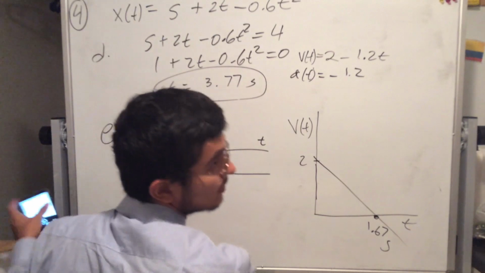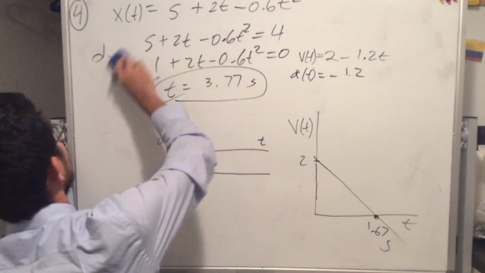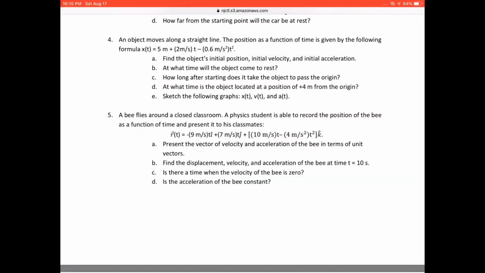Now we're going to move on to the last question for today, question 5. For question 5, a bee flies around a closed classroom. A physics student is able to record the position of the bee as a function of time and present it to his classmates. R of t is equal to negative 9t i hat plus 7t j hat plus 10t minus 4t squared k hat.